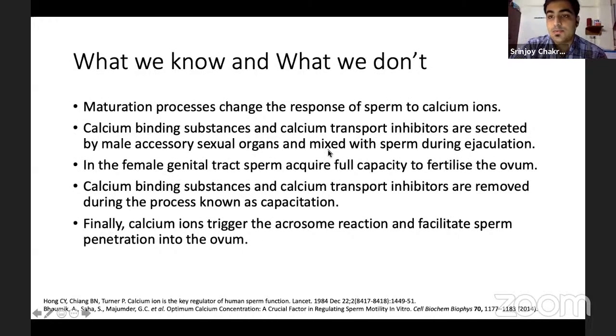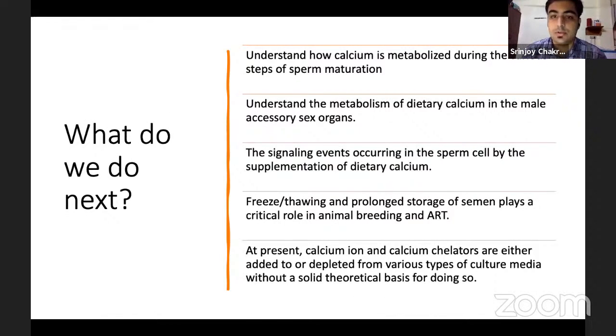I'm constantly emphasizing the maturation process because that is when the sperm cells are practically trained as to the optimum concentration of calcium and how the entire sperm cell behaves. So the maturation process has to be understood properly. And this is what we are going to be doing: understand how calcium is metabolized during the various steps of sperm maturation, understand the metabolism of dietary calcium and how it influences the motility of the sperm cell, and also all the signaling events in the sperm cell on supplementation of dietary calcium.